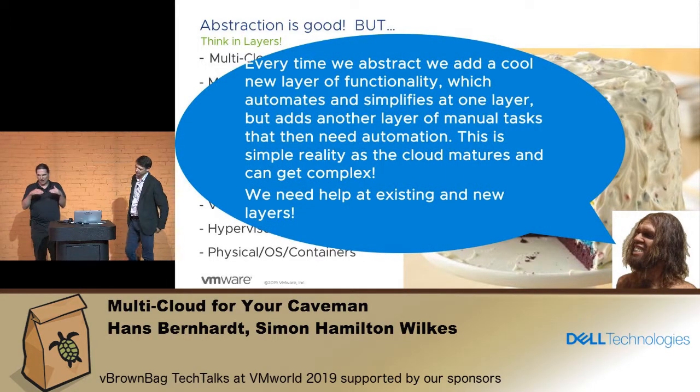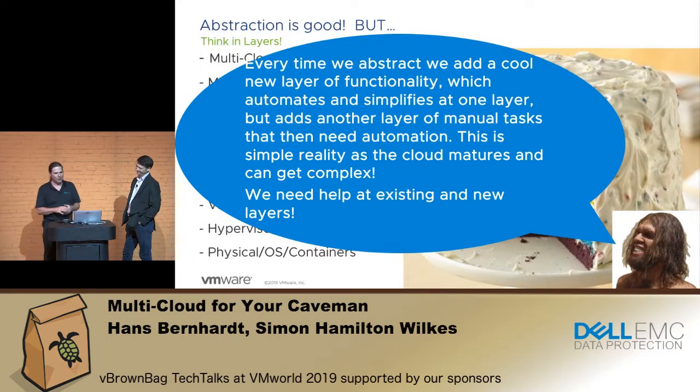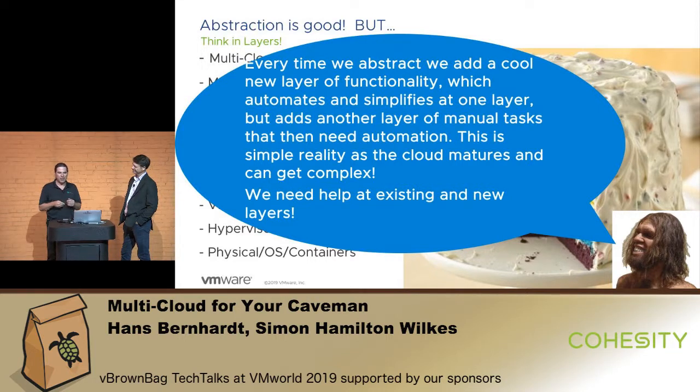Basically, but here's the deal. We have this abstraction from physical to hypervisor to data center to cloud, but every time we abstract, I'm sorry, I need to speak like a caveman. Every time we abstract, we add a cool new layer of functionality, which automates and simplifies at one layer, but then adds another layer of manual tasks.